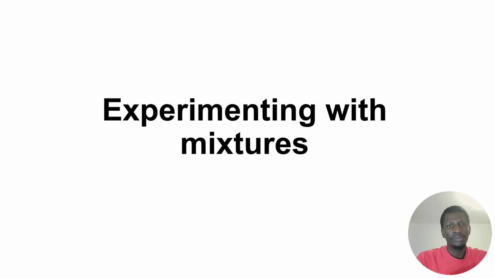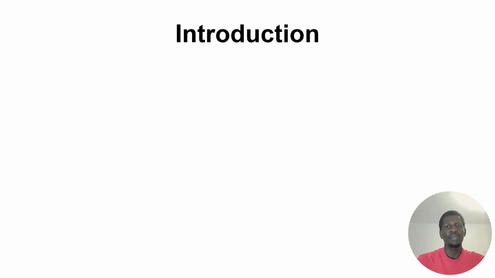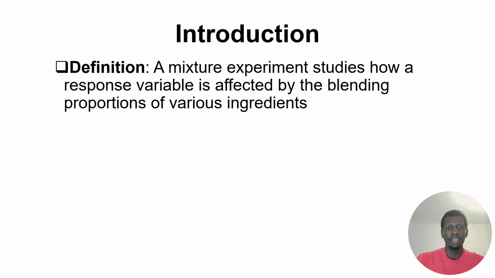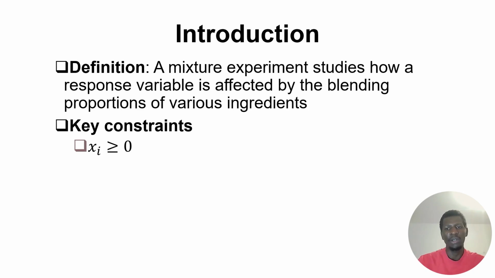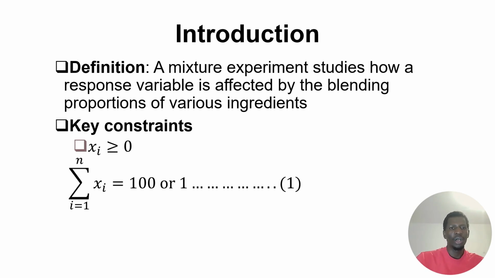Let's get started. A mixture experiment is a special form of response surface methodology because the factors are always the component proportions of the mixture, and these factors always work dependently. This means that the effect of one factor on the response depends on the other factor, and you can't treat these factors in isolation. And for us to actually understand how this works, we need to know the two basic or the two fundamental constraints of a mixture experiment.